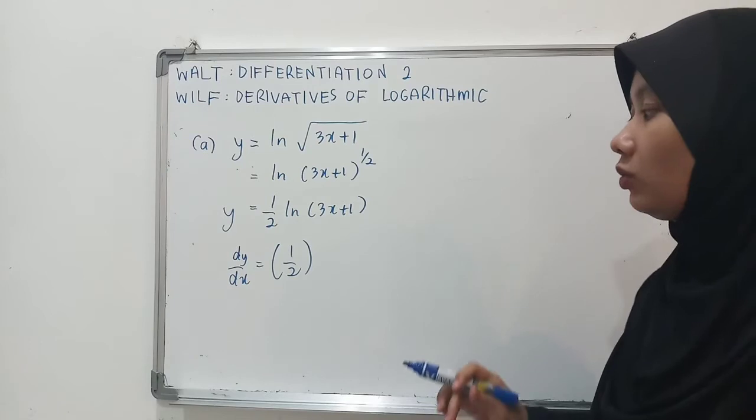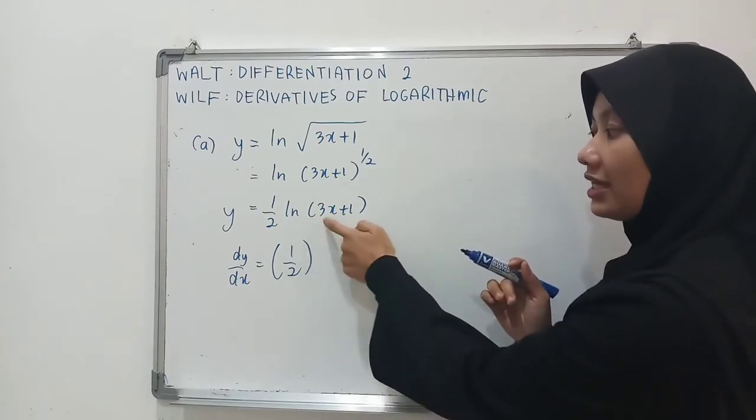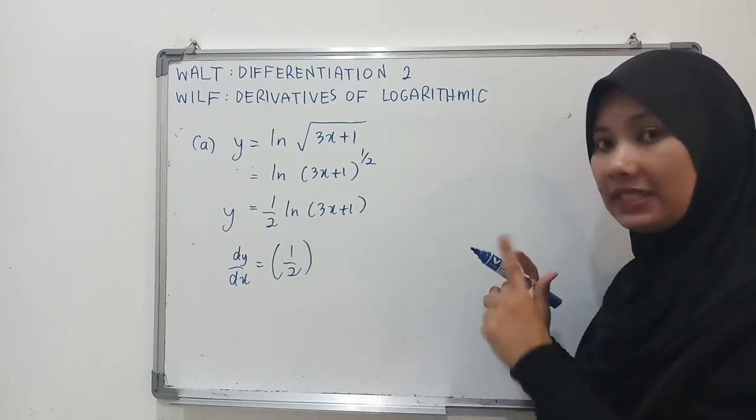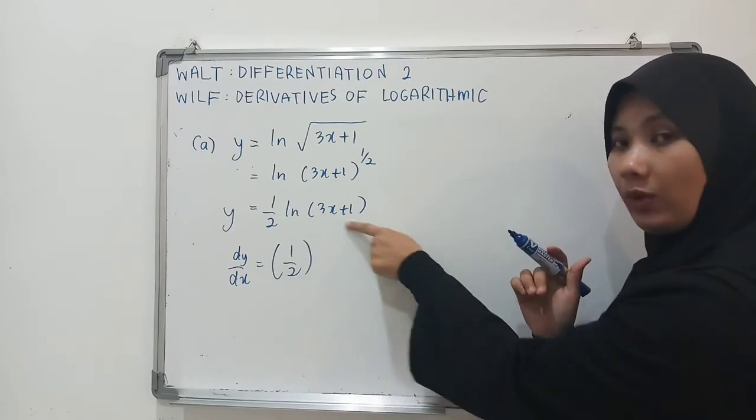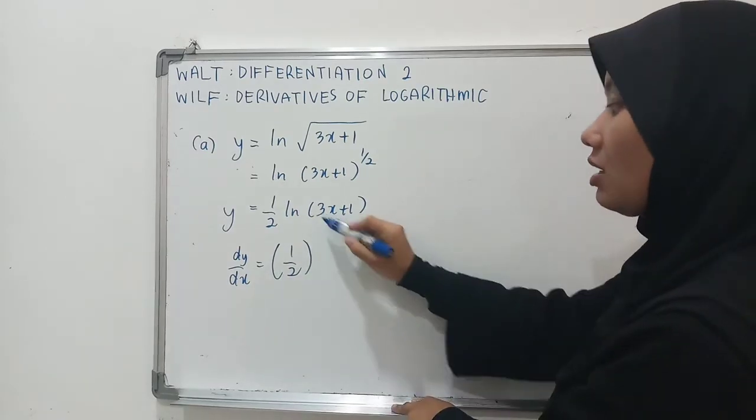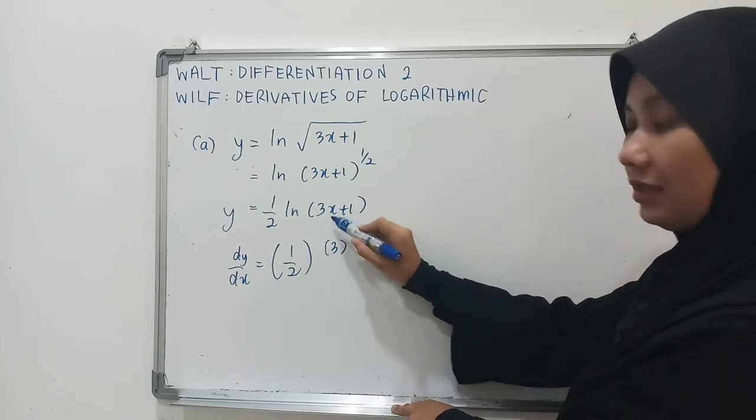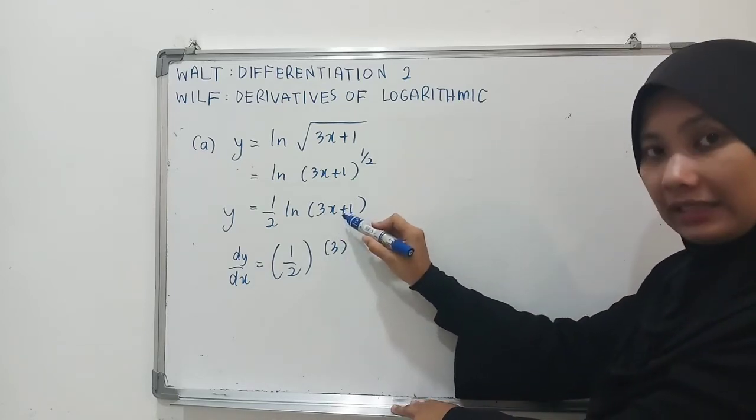Just put in front 1 over 2. Okay, so how do we differentiate 3x ln 3x plus 1? First step, differentiate that one, put in front. Sorry, differentiate, put in front, you get 3, from 3x plus 1, differentiate, get 3 only.